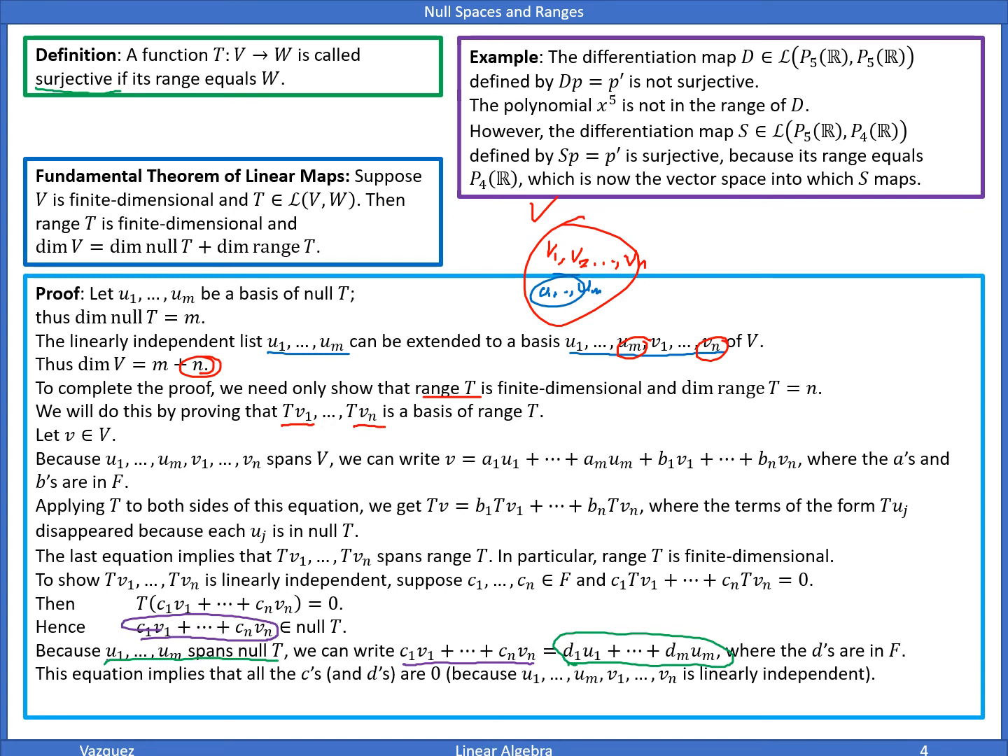But this equation then implies that all the c's and d's are 0. Why? Because all the vectors u1 to um and v1 to vn are linearly independent, right? They were a basis, so they're linearly independent. Therefore, T of v1 to T of vn is linearly independent, and therefore a basis of the range of T, as we needed to show.